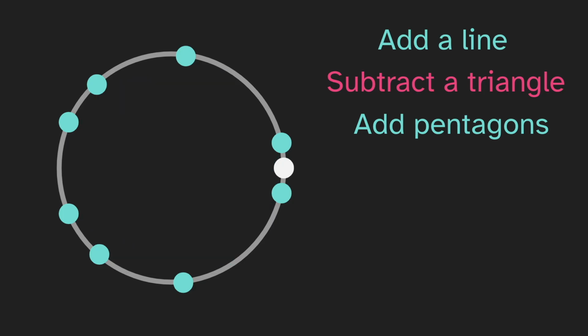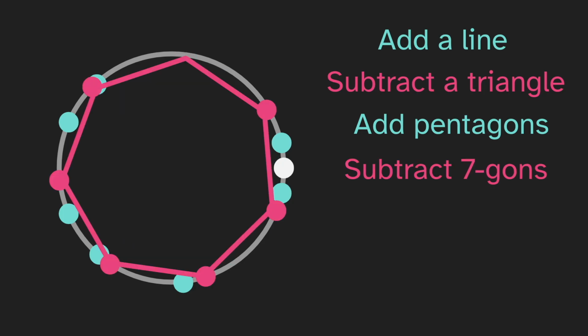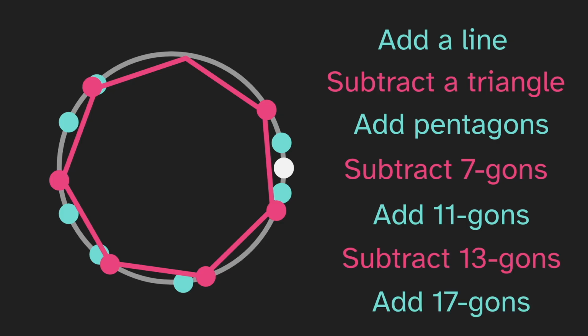But now there's a bunch of positive points that we don't want, so we will subtract 7-gons to cancel them out. And you may see where this is going. We will then add 11-gons, subtract 13-gons, add 17-gons, and continue on forever, gradually increasing the primes. And because we're using a different prime every time, we're never repeating a point.